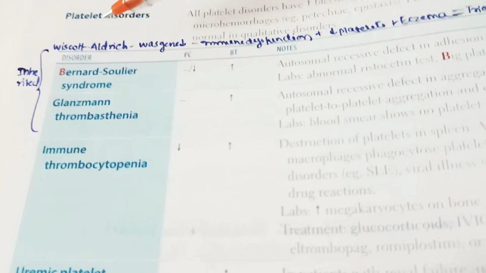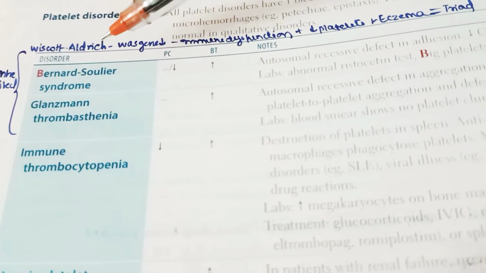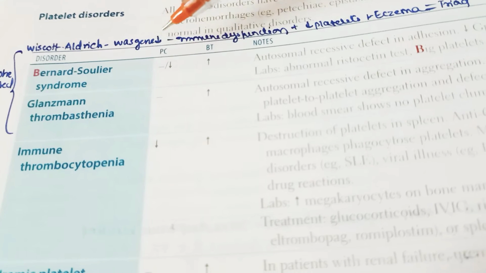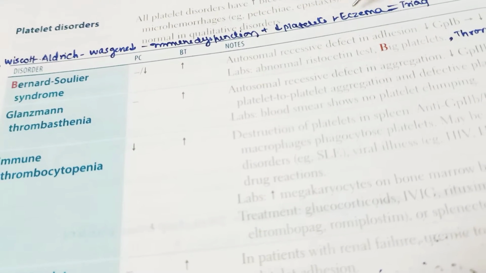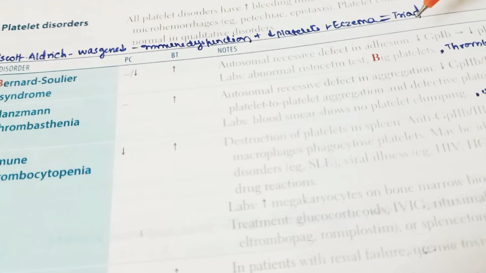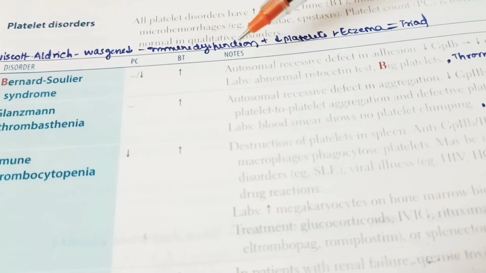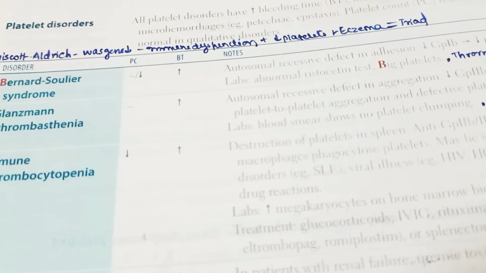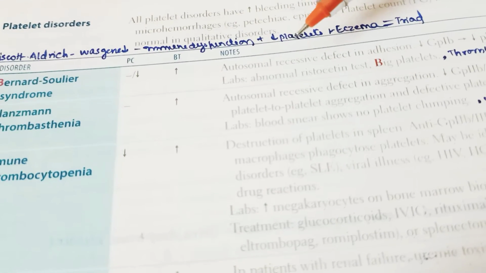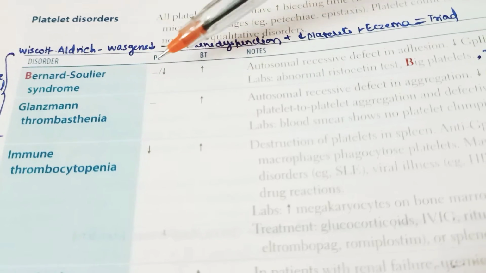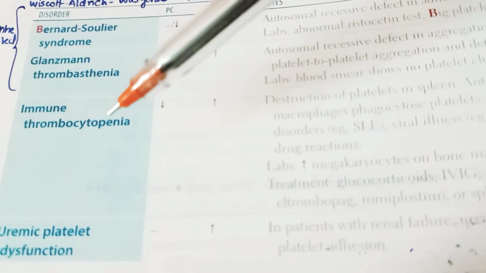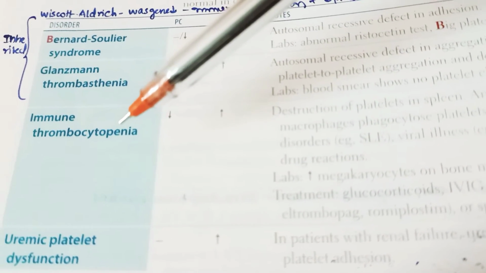Okay, and there is one more thing called Wiskott-Aldrich, where there is a WAS gene defect. Because of that defective gene, there is immune dysfunction and also platelets are decreased, and that is leading to eczema. That is the triad. So what is the triad? Immune dysfunction, low platelets, eczema. That is Wiskott-Aldrich, where the WAS gene is defective.